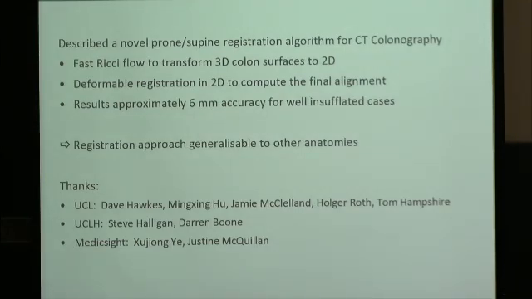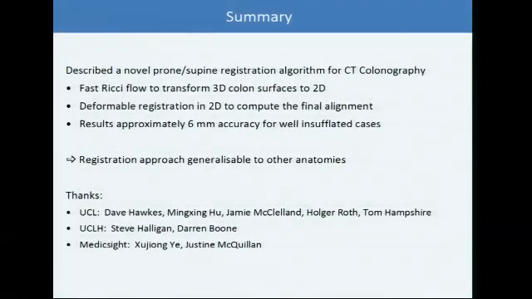Okay, so in summary, I've described a novel prone supine registration algorithm for CT colonography. It uses fast Ricci flow to transform the 3D colon surface into a 2D representation. And then we apply deformable registration in 2D to compute the final alignment. Our results are approximately 6 millimeters in accuracy for well-insufflated cases. Although we're quite interested in the colon in this work, I should point out that the registration approach is generalizable to other anatomies, and that's something that perhaps we'll look at in the future. So that basically concludes my talk.